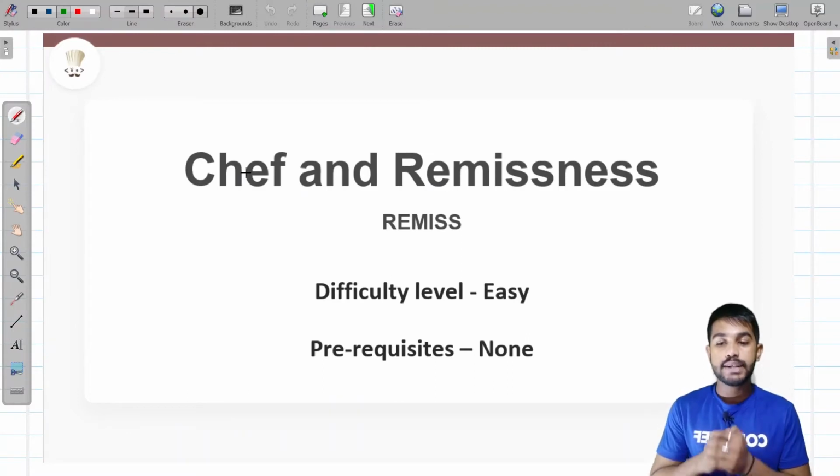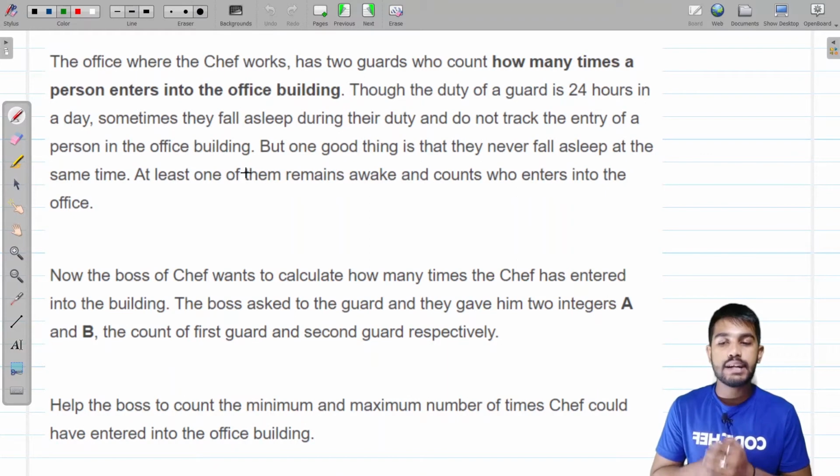Today, we would be discussing the problem Chef and the Remissness. The problem code of this problem is REMISS, the difficulty level is easy, and the prerequisites are none. Now, let us understand the problem statement.